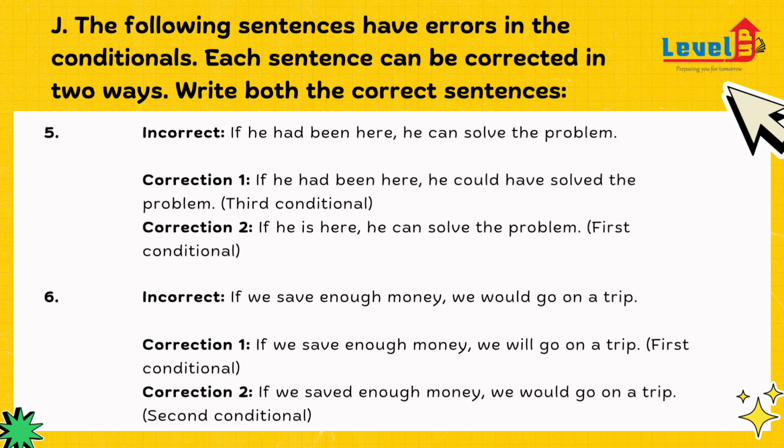First conditional. 6. Incorrect. If we save enough money, we would go on a trip. Correction 1. If we save enough money, we will go on a trip. First conditional. Correction 2. If we saved enough money, we would go on a trip.